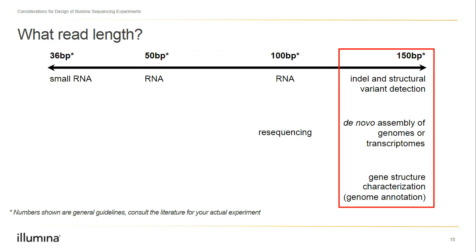At 150 base pairs or greater, we can start detecting indels and structural variants quite nicely. We can do de novo assembly as well, and probably go even a little longer than 150 base pairs, since most de novo assembly algorithms tend to work better with longer reads. The longer length is also useful for structural analysis of genes and gene annotation because you can look at larger chunks of DNA and determine how things are rearranged or particularly structured.